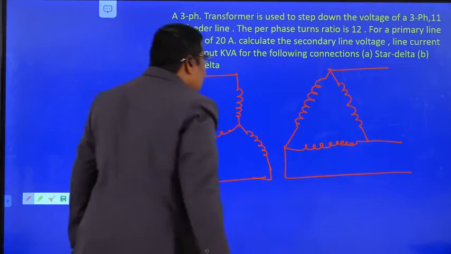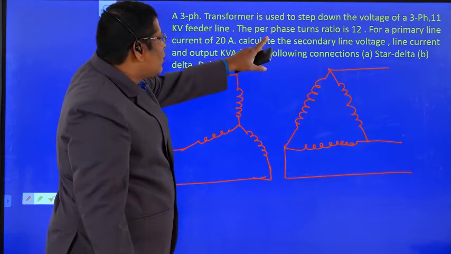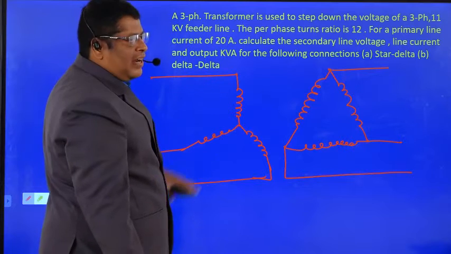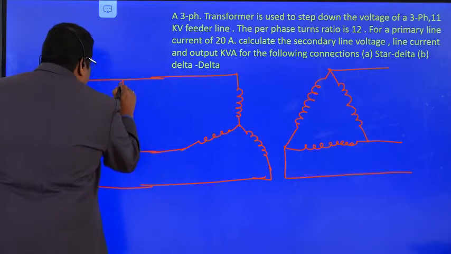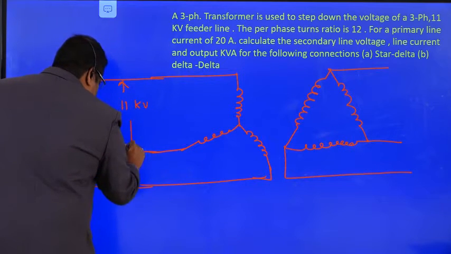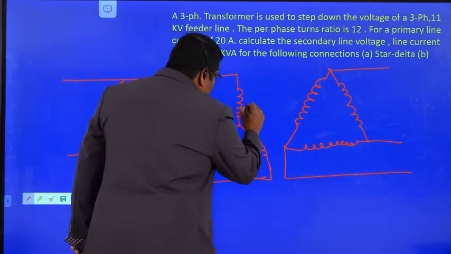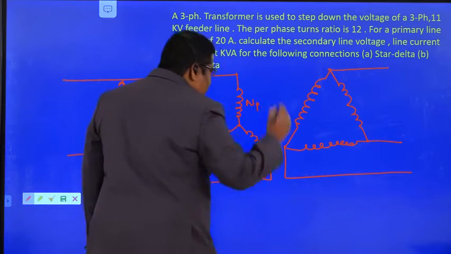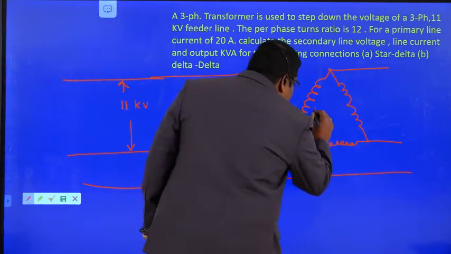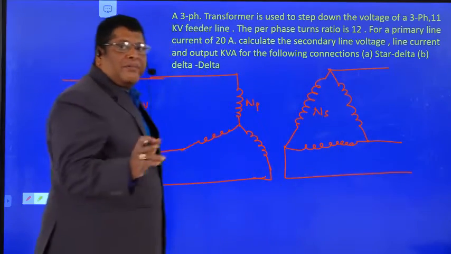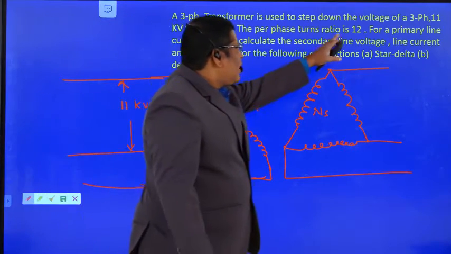But here, one important point is that the three-phase transformer is used to step down the voltage of a three-phase 11 kV feeder line. Here we have an 11 kV feeder line, which is nothing but the primary voltage given here. Suppose NP is the number of turns per phase in the primary winding, and NS is the number of turns per phase in the secondary winding. But here this value is given as 12.